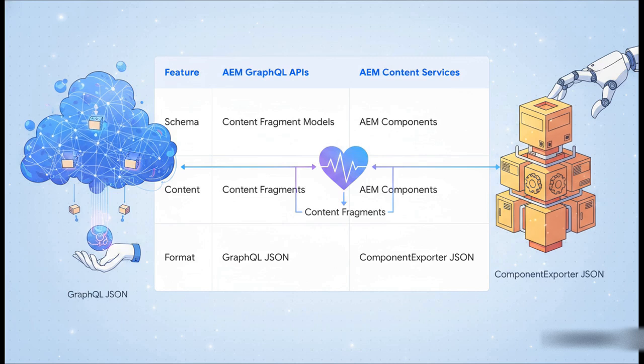Now, an AEM component inherently cares about layout and styling. It cares how things look on a page. But with AEM GraphQL APIs, everything is driven by content fragments. A content fragment is just pure, unadulterated data. It does not care about design at all. Your schema definition comes directly from structured content fragment models. The pure content lives in the content fragments, and it's delivered in super efficient GraphQL JSON. Content fragments really are the absolute beating heart of AEM Headless.